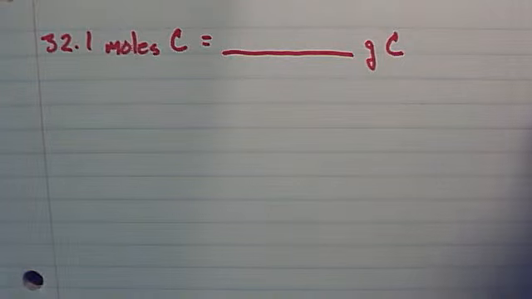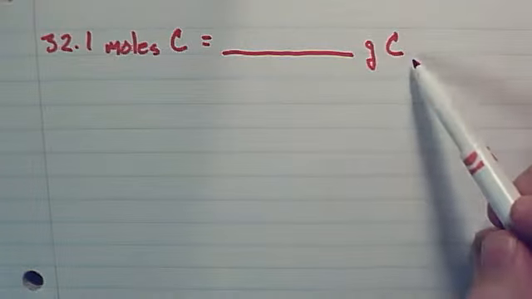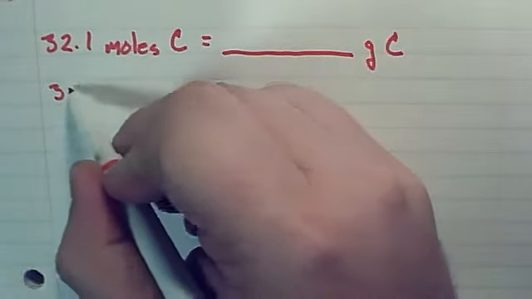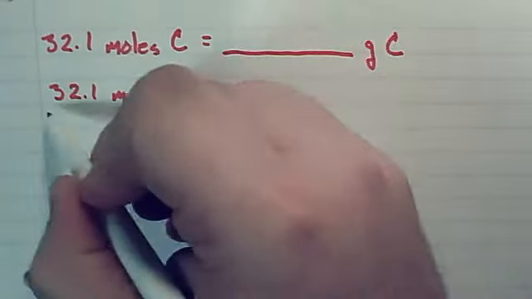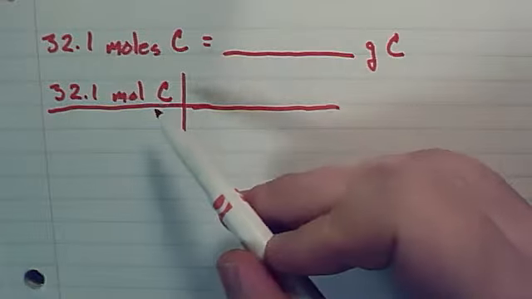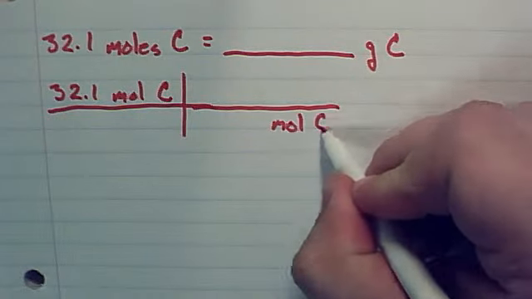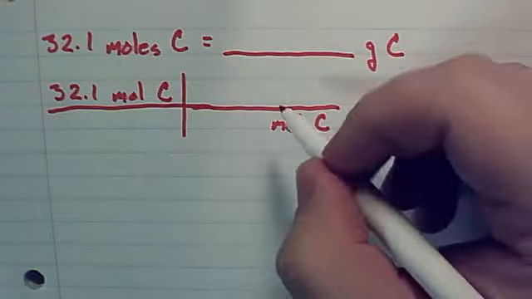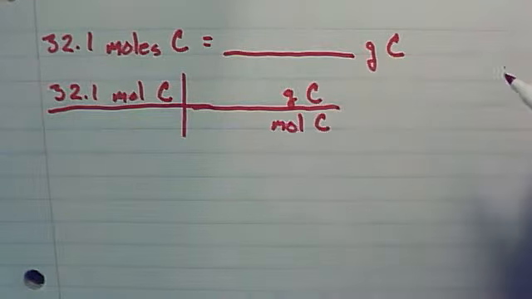Alright, in this example we are trying to convert from moles of carbon to grams of carbon. So again, we start with the number we start with, 32.1 moles of carbon, and we draw our little railroad track. And since I have moles of carbon here, I want to have moles of carbon on the bottom so that they will cancel. And I'm looking for grams, so I'm going to write grams of carbon here.